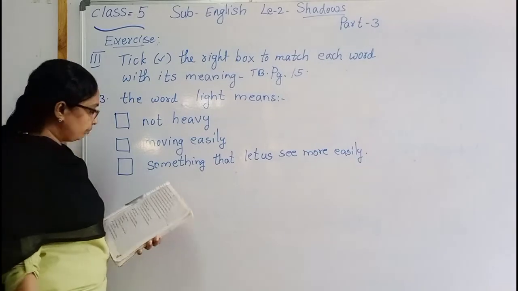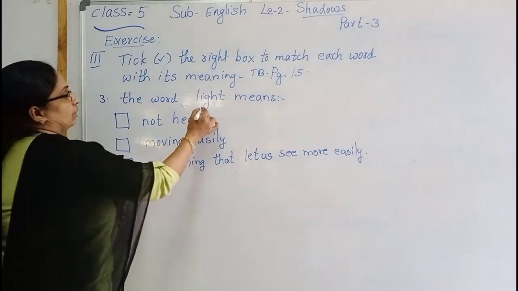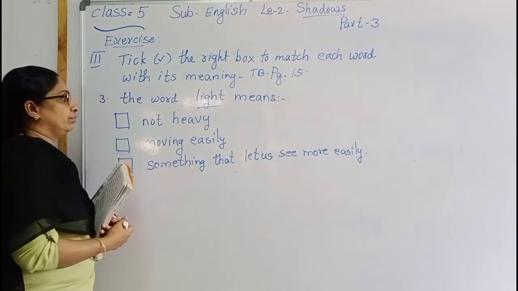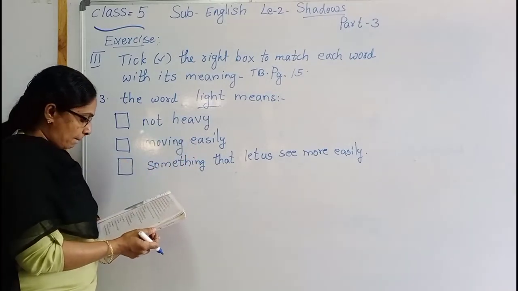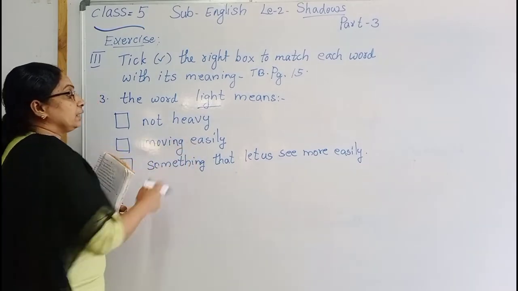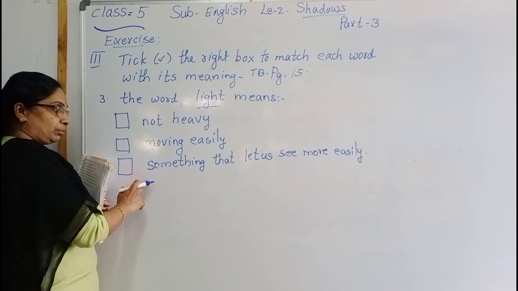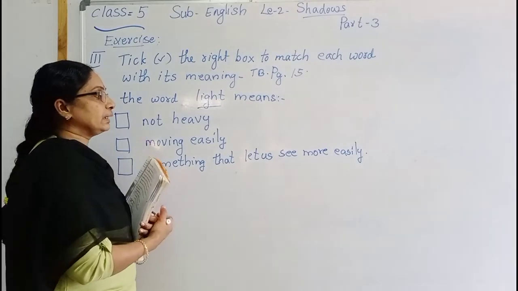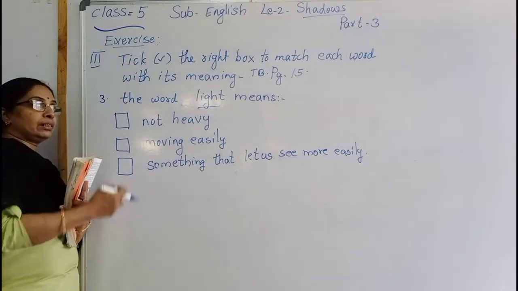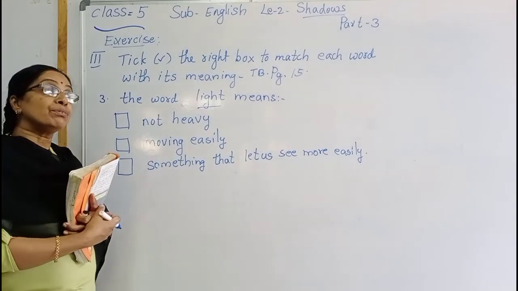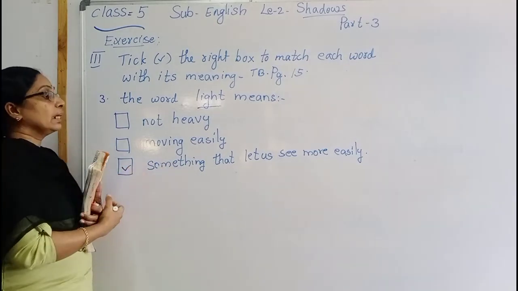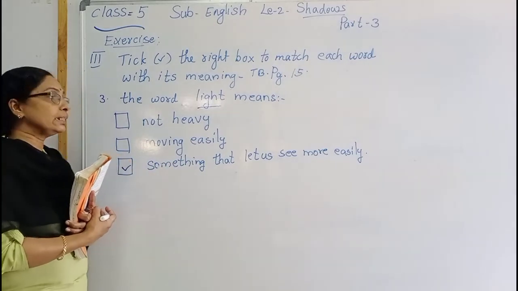Here see children, the word light. Light means not heavy. Then moving easily. Third option is something that lets us see more easily. When in the dark room, with the help of the light, we can see more. That is something that lets us see more easily.